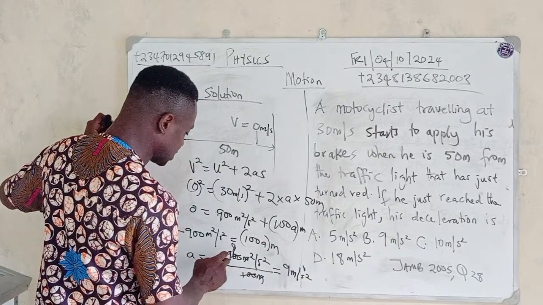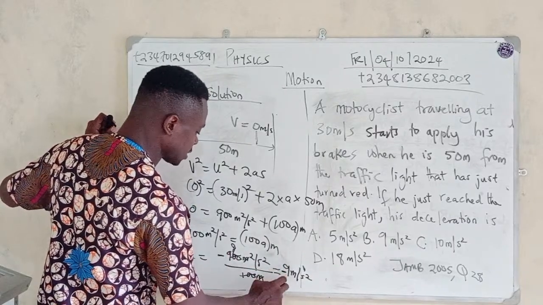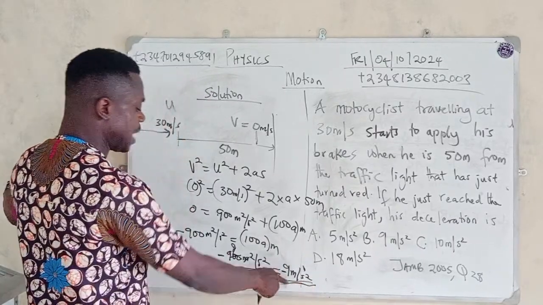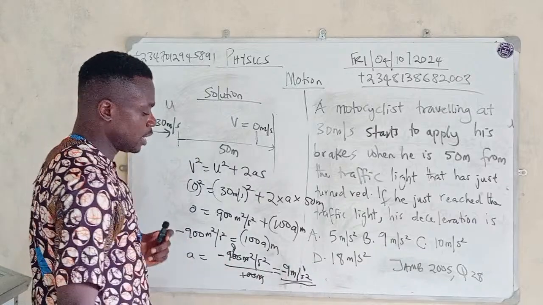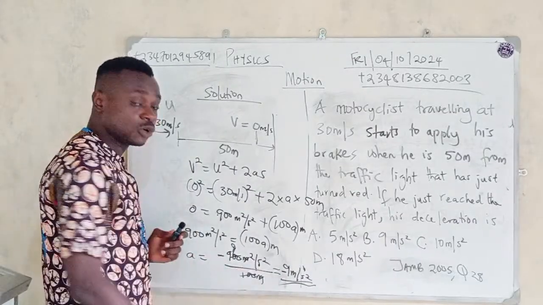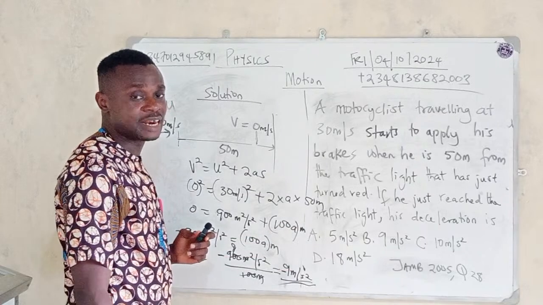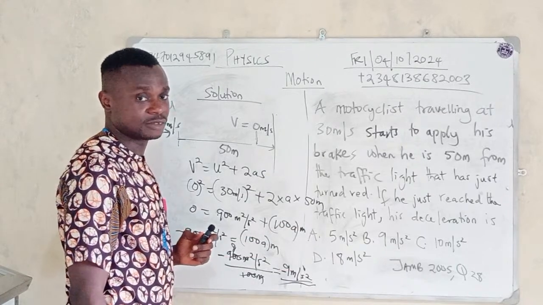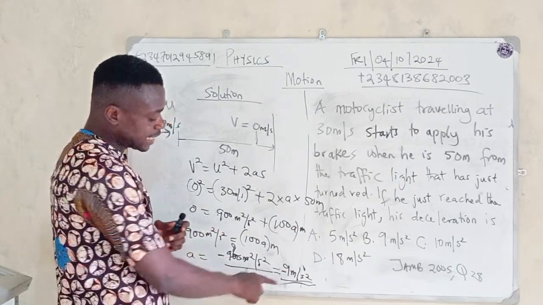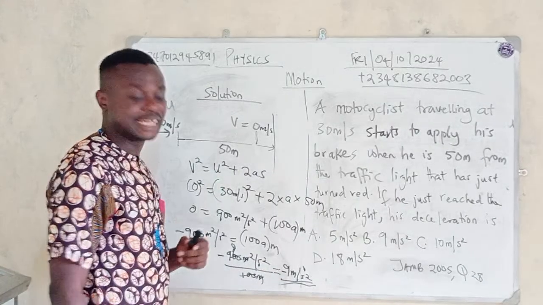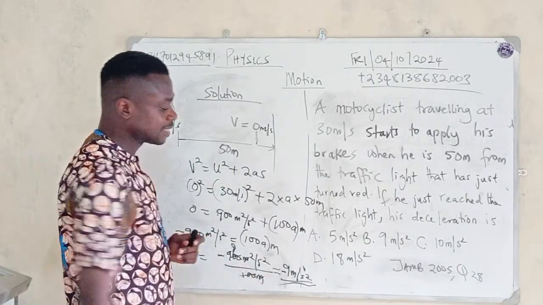Remember that's a negative sign. So the answer is minus 9 meters per second squared. This minus shows that this is a deceleration, not acceleration. That is deceleration, or retardation. That's the meaning of this negative sign here.